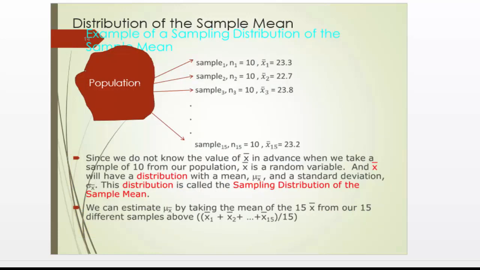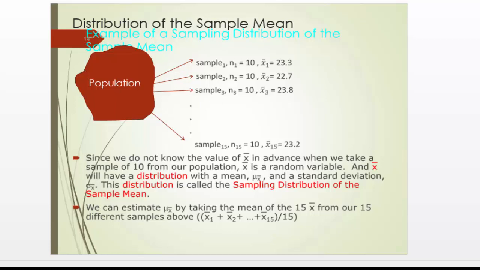Distributions of the sample mean. So from our population, once again, we're going to take samples of size 10, and we're going to do it 15 times. So I take a sample of size 10, I calculate its mean, and I get 23.3. I take another random sample of size 10, calculate its mean, and it comes out to be 22.7. And I do this 15 times, and I get different sample means.